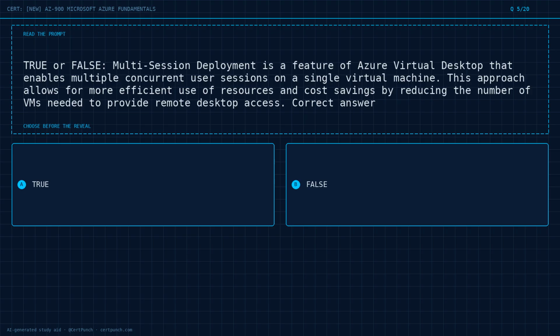Question 5 of 20. True or false? Multi-session deployment is a feature of Azure Virtual Desktop that enables multiple concurrent user sessions on a single virtual machine. This approach allows for more efficient use of resources and cost savings by reducing the number of VMs needed to provide remote desktop access. Option A, true. Option B, false. Choose the best answer before the reveal. Commit to it now.